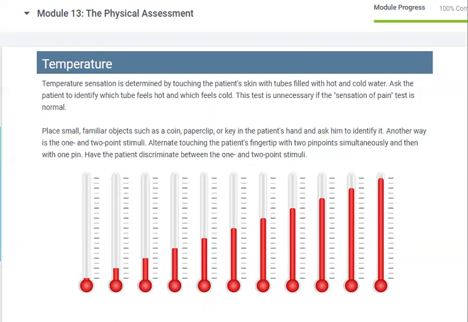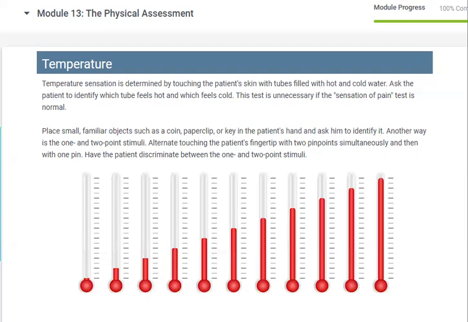Place small, familiar objects such as a coin, paperclip, or key in the patient's hand and ask him to identify it. Another way is the 1 and 2 point stimuli. Alternate touching the patient's fingertip with 2 pinpoints simultaneously and then with 1 pin. Have the patient discriminate between the 1 and 2 point stimuli.